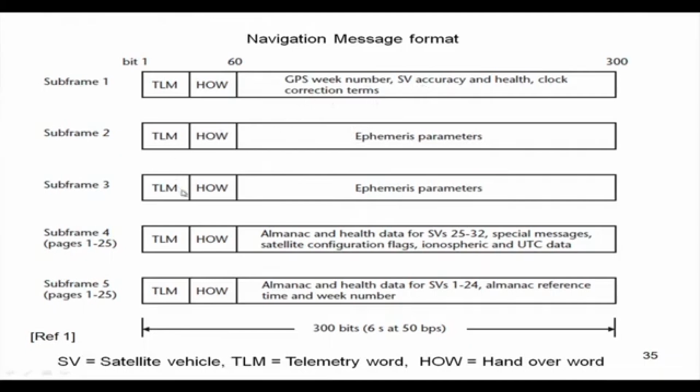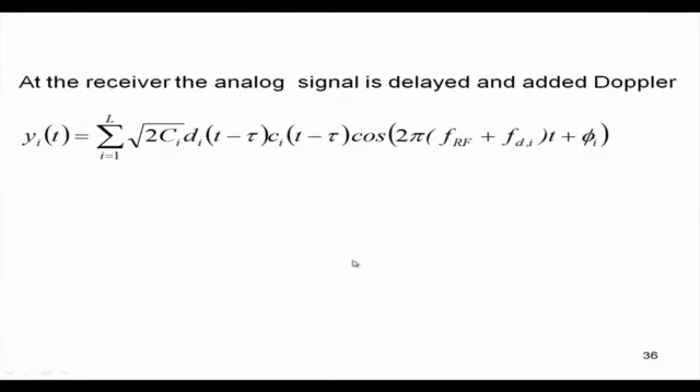Then subframes 2 and 3 contain the ephemeris parameters of the satellites, and subframe 4 contains the health data of extra satellite vehicles, this is GPS actually. So, they have 24 satellites, and this covers satellites 25 to 32. What are their health, position, special messages, ionospheric and UTC data, certain models are also sent. So, many other additional information are broadcast, but the most important are subframe 2 and subframe 3, where the ephemeris are transmitted. As we have seen, it is to be extracted separately and used.